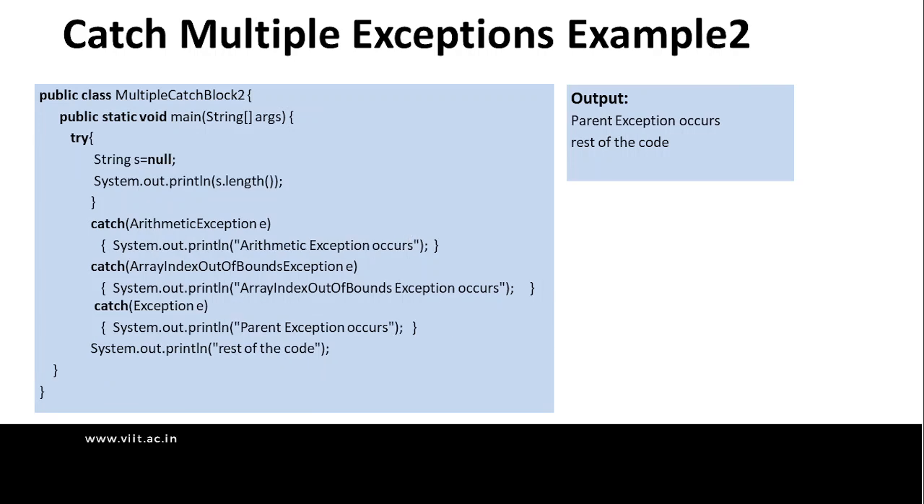Another example of multiple exceptions is, we have a string, null string, System.out.println s.length, so that arithmetic exception or array index out of bound exception or general exception will occur. In this case this is the general exception, this is the parent exception, and in this case also your rest of the code will execute normally. So let us check with this type of exception.